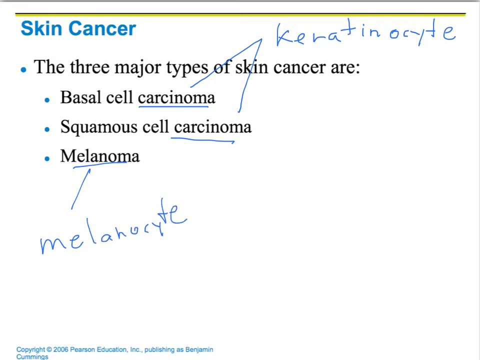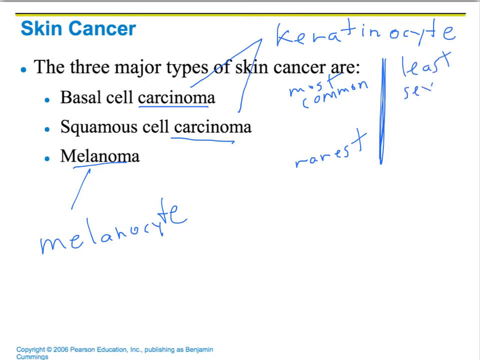Also, you're responsible to know how common these are and the order of severity, which is they're already in that sequence. So a basal cell carcinoma is the most common of the three types, whereas a melanoma is the rarest, and a squamous cell is in between. And in terms of severity, basal cell carcinoma is the least severe and can be cured with a surgical removal of the tumor at most times, whereas a melanoma is the most severe and is likely to spread and cause other problems down the line.